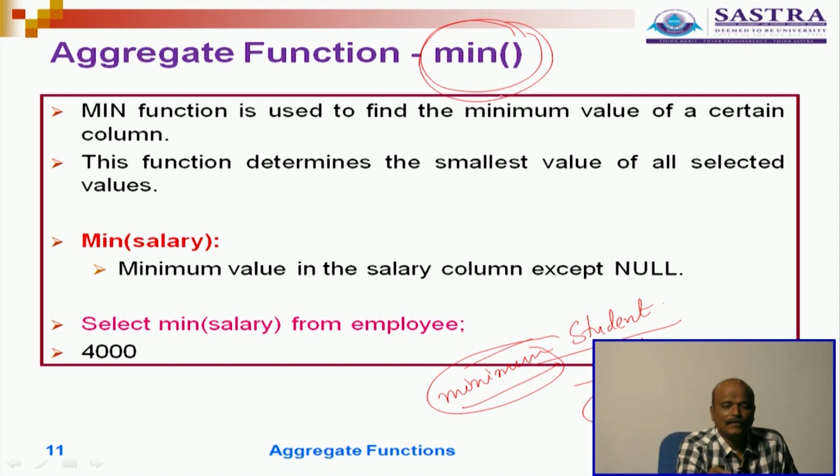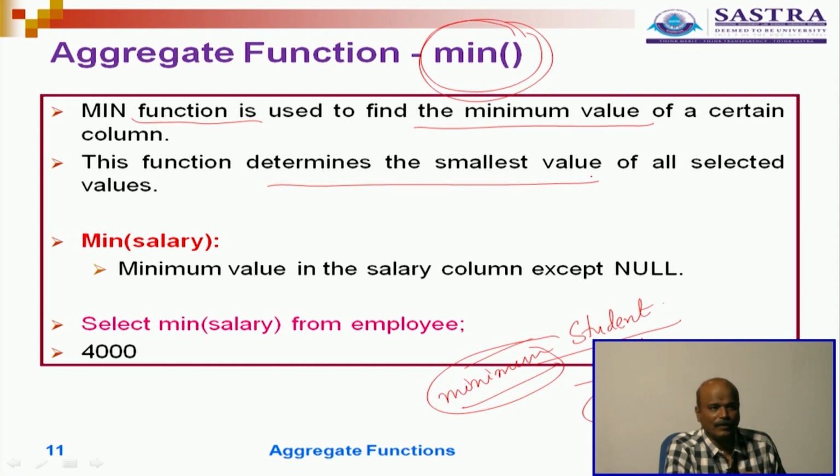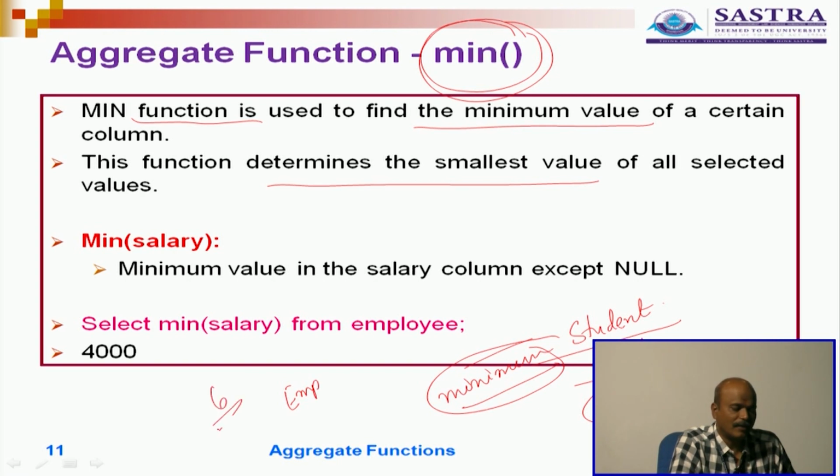So what is the use of this min function? The min function is used to find the minimum value in a certain column. This function determines the smallest value in a given set. If you take our employee table, how many records do you have? You have 6 records. If you apply this min function on the salary field, the smallest value from the salary field can be retrieved using the min function.